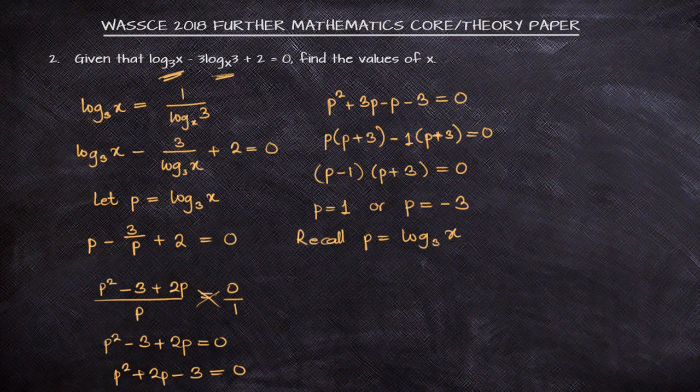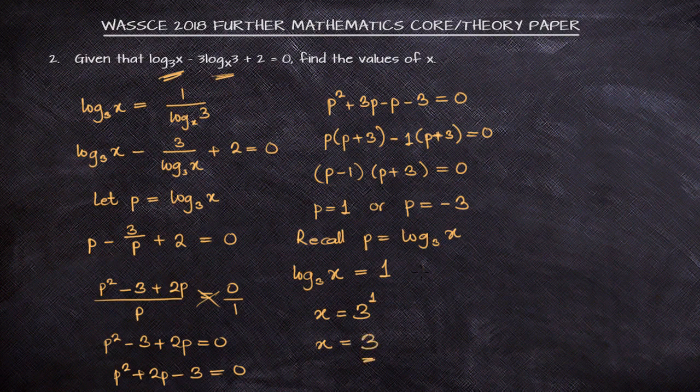And so if you are to reverse back to say log 3x, which is p, is equal to 1, here the rule of logarithm stipulates that our x will now be the 3, which is the base, raised to power 1. And like this, x will be 3.